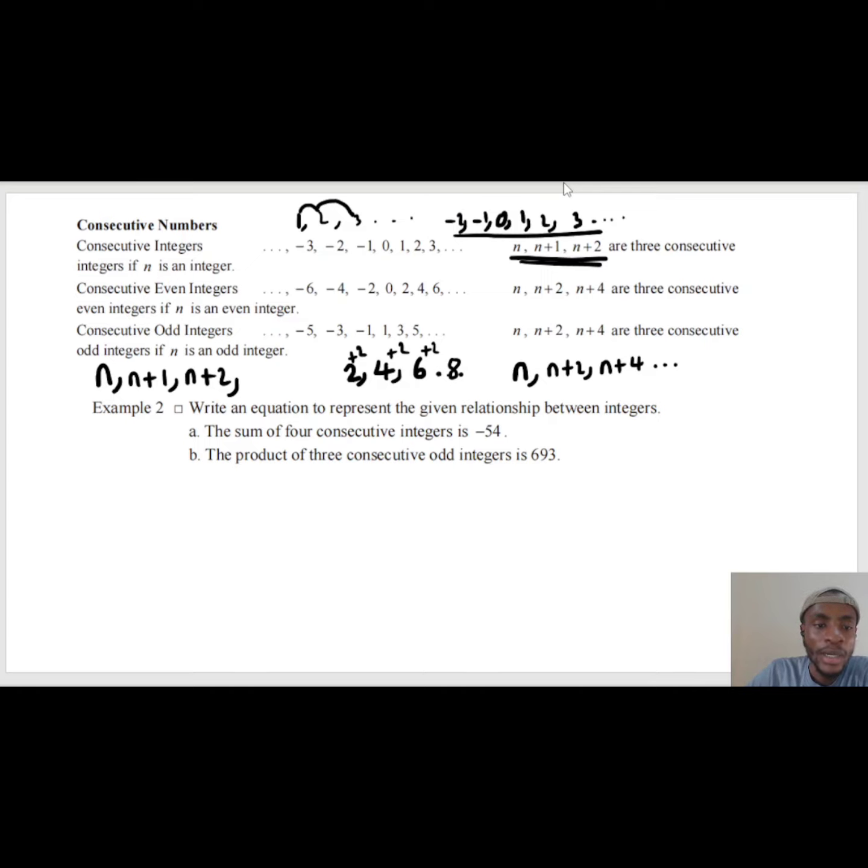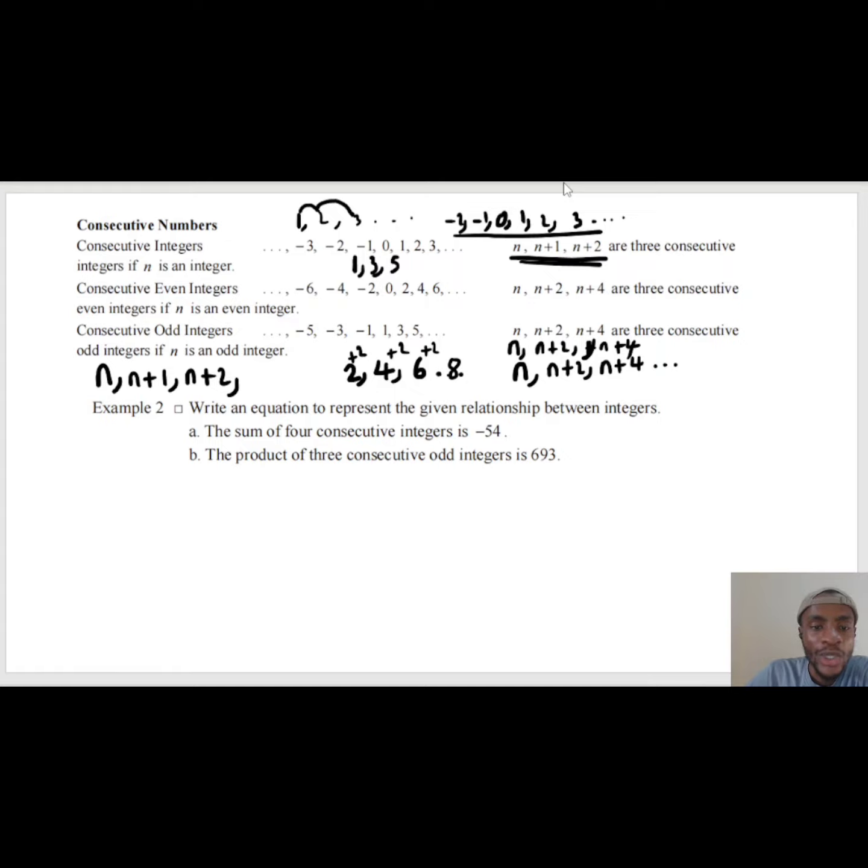So for odd numbers, the same thing. What's the first odd number? That's what? 1. The next one is what? 3. Next one is what? 5. You see that the difference is what? 2, 2. So if the first odd number is n, the next one has to be n plus 2. The same pattern with the what? Even number.